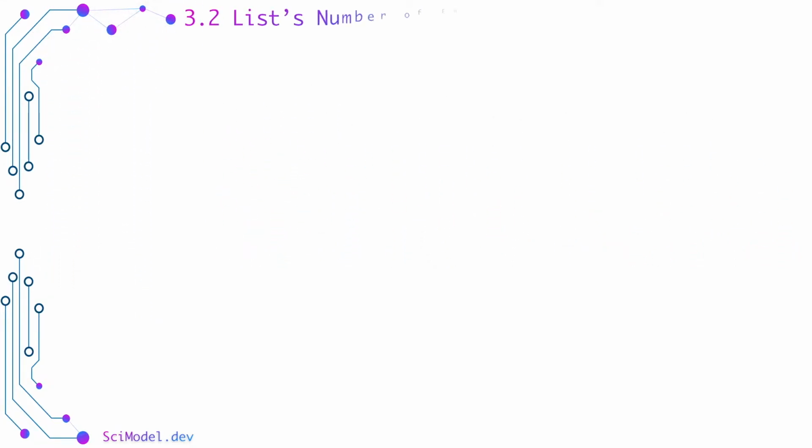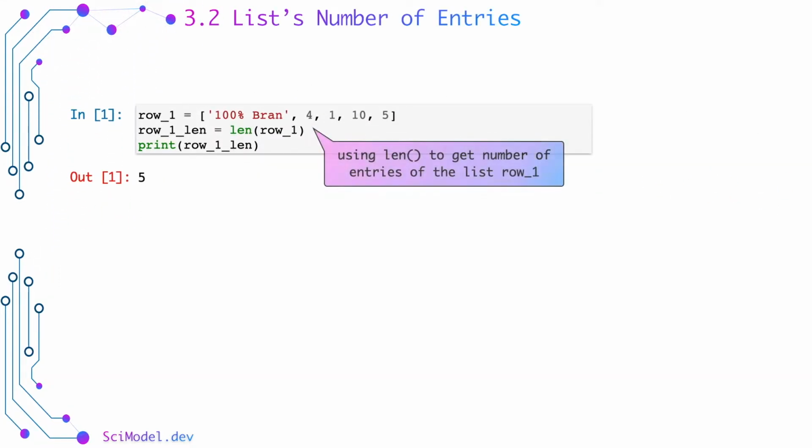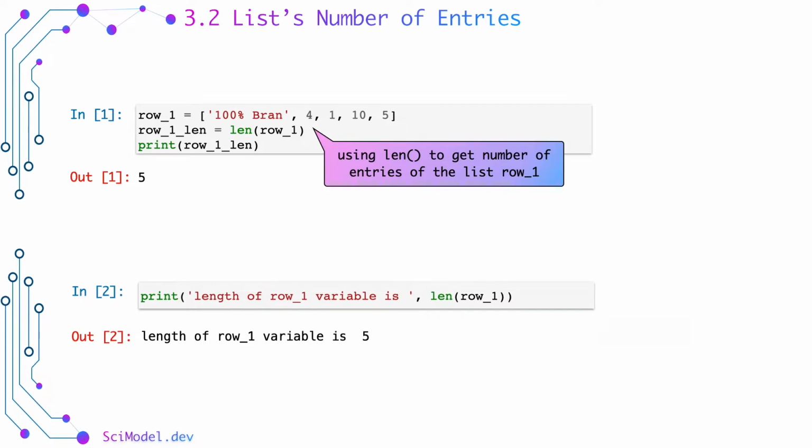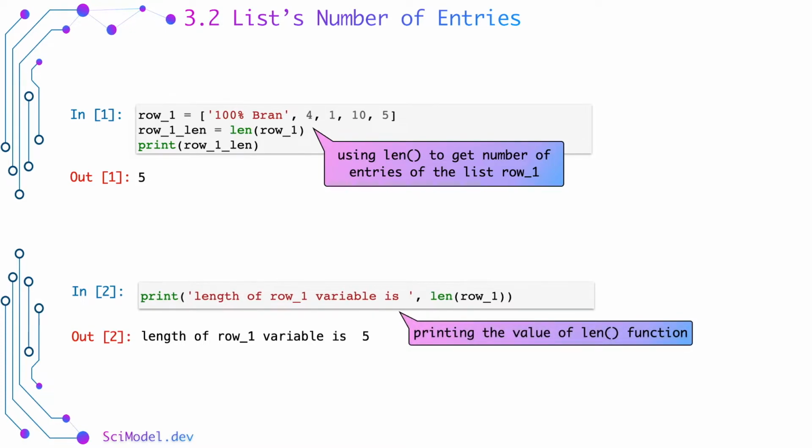Going back to our list defined in the variable row 1, you can see that it has 5 entries. To count the number of entries in a list, you can use the len function, which is an abbreviation for length. The length value is saved in the row 1 len variable. Note that you can also print the length of a list using the print function without the need to save it in a variable if you wish to do so.